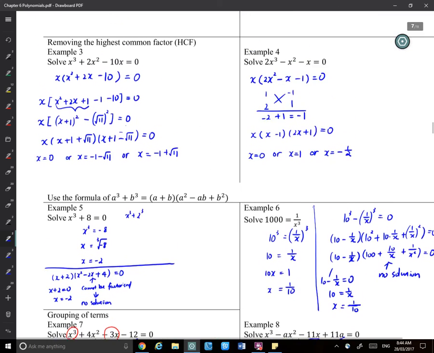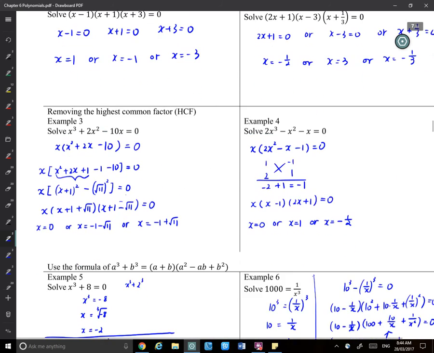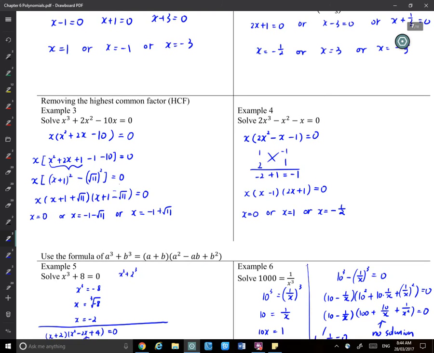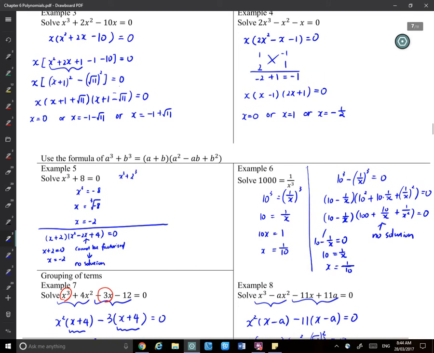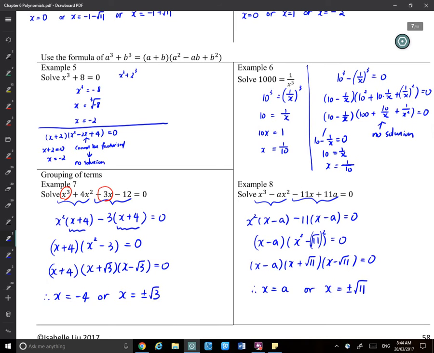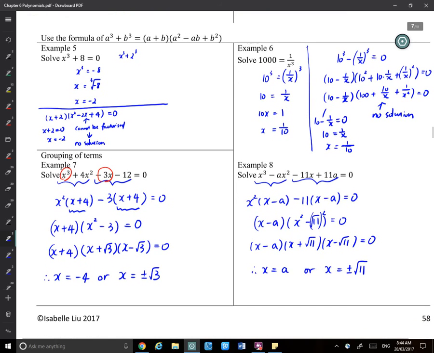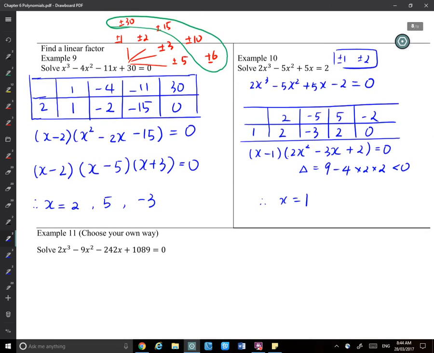What we have learned last lesson: we have already factorized for you that one, and for this one, I can take out the x, because I have no constant term. I can remove the highest common factor. That's 2 cases. In example 5 and example 6, I use the a cubed plus b cubed and a cubed minus b cubed formula. And for 7 and 8, we use the grouping method. We group 2 of them. And then the last thing we want to do is find linear factors.